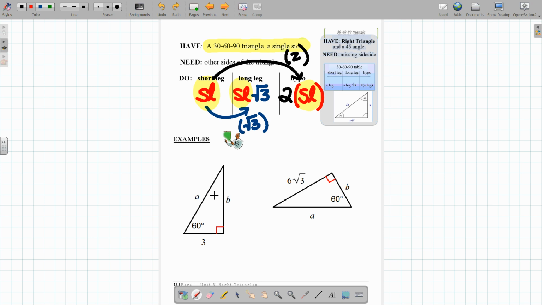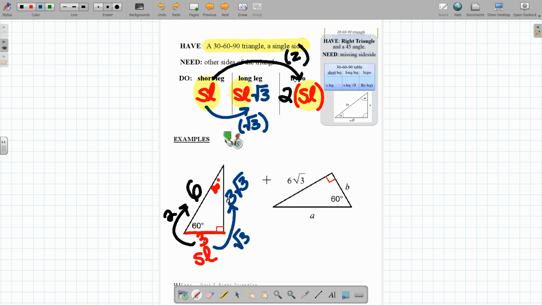Ready? Okay, if that's 60 degrees, that has to be 30 degrees, which would make the 3 the short leg. Now, I do my pattern. Short leg to the hypo, times by 2. Short leg to the long leg, times by root 3. So if my short leg is 3, 3 times 2, my hypo in this case will have to be 6. And 3 times root 3 simply becomes 3 root 3.